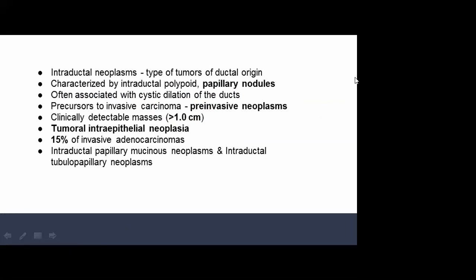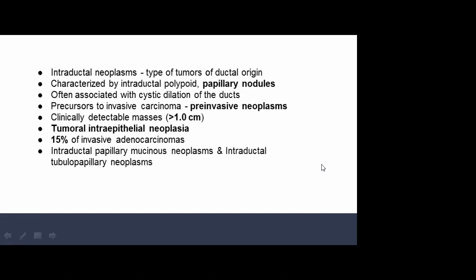These tumors are of ductal origin, and they are characterized by intraductal polypoidal papillary nodules and often associated with cystic dilatation of the ducts. And these lesions are considered to be the precursors to invasive carcinoma, that is the pre-invasive neoplasms. Just like there is a PanIN, that is the pancreatic intraepithelial neoplasia, which is a precursor lesion for pancreatic adenocarcinoma. The intraductal neoplasms are also the pre-invasive neoplasms for pancreatic adenocarcinoma.